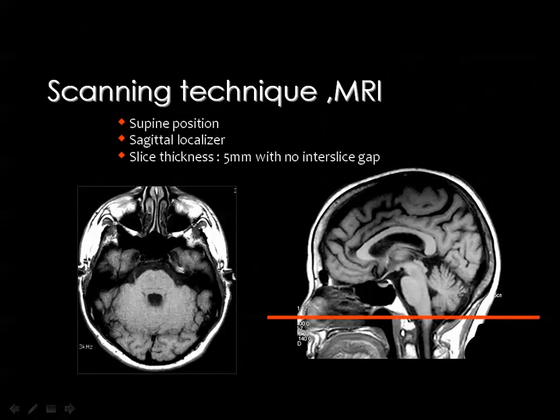Then in order to examine the skull or the brain by MRI, we usually have a sagittal localizer and start the examination from the skull base, the region of the foramen magnum. There is no angle here, and we proceed upward until we reach the vertex of the skull. And in this case, we usually have the slice thickness of 5 millimeter, and we may or may not leave an interslice gap of 1 or 2 millimeters.